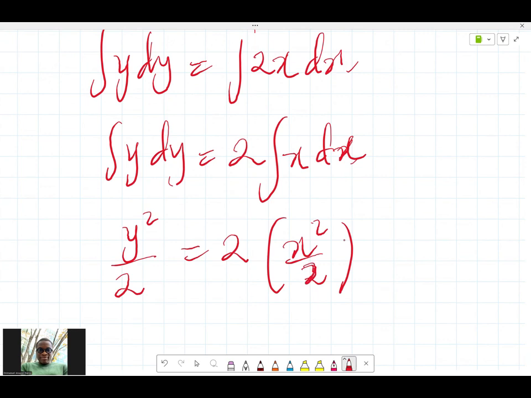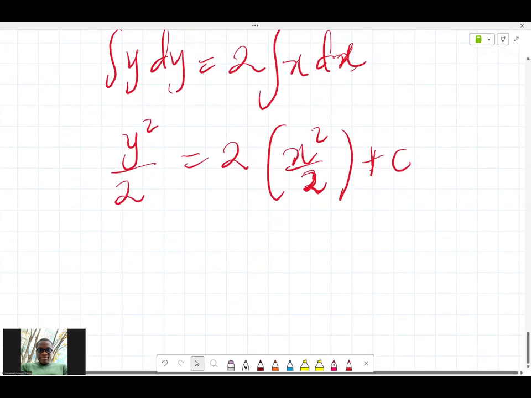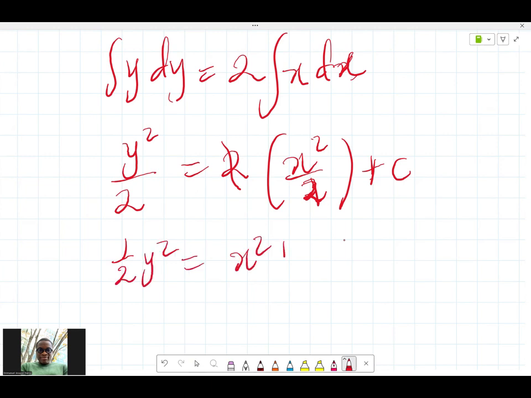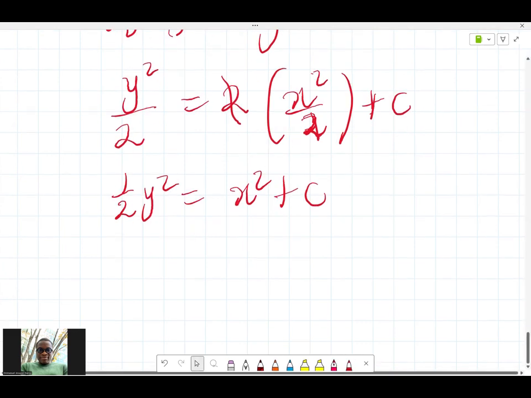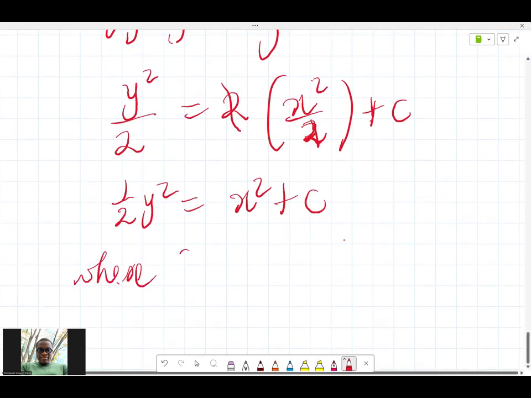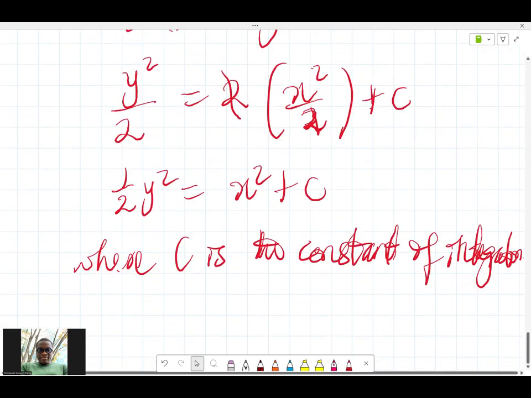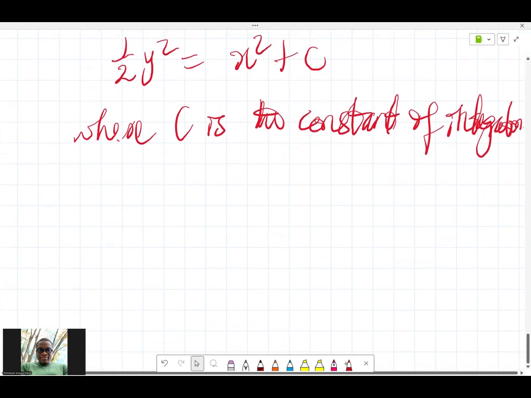Of course, we always have to add an arbitrary constant c. Here the 2 cancels the 2, so we have half y squared equals x squared plus c, where c is the constant of integration, or what you can call the arbitrary constant. Under differentiation and integration, I explained why we have that, so you can visit the basic calculus playlist to get that gist.